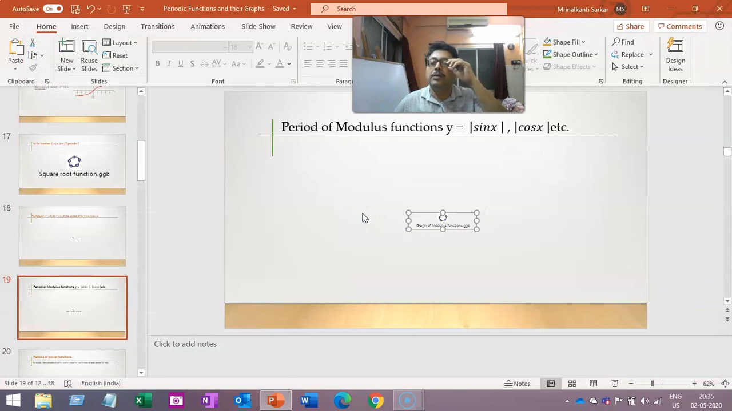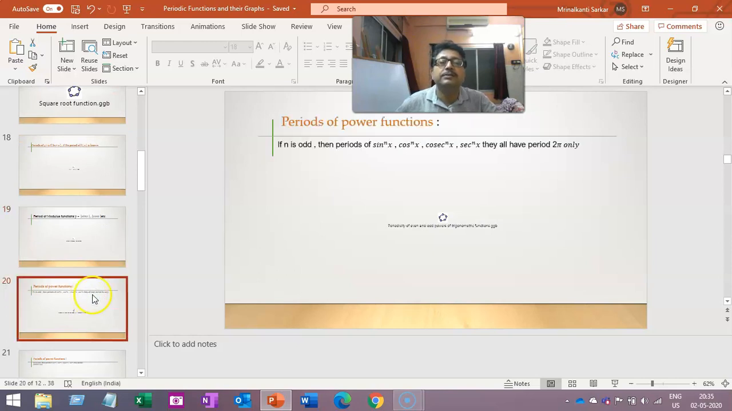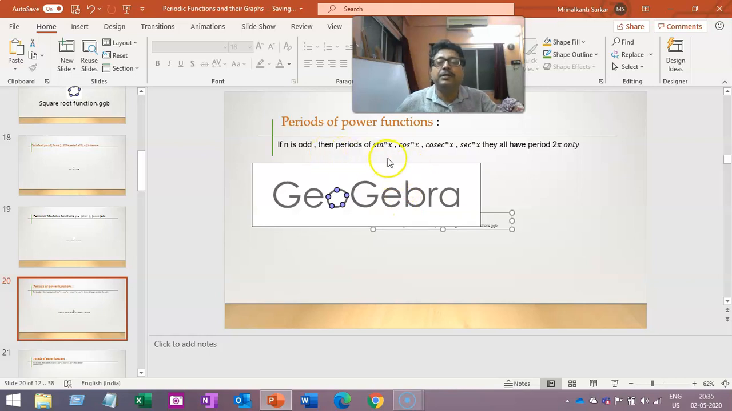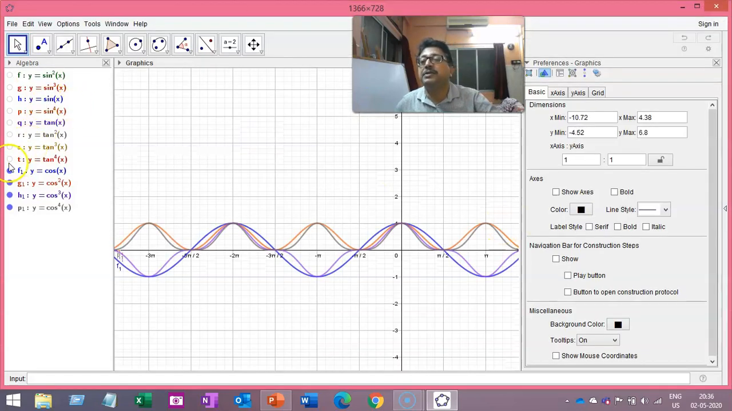Now let us go for the function sine to the power n x, cos to the power n x, sec to the power n x. If n is odd, all these have period 2 pi only, that I am going to prove with GeoGebra. If n is odd, then sine to the power n, cos to the power n, cosec to the power n, sec to the power n, they all have period 2 pi only. Later on we will see, but just see this one first.